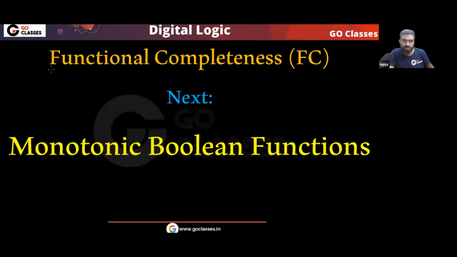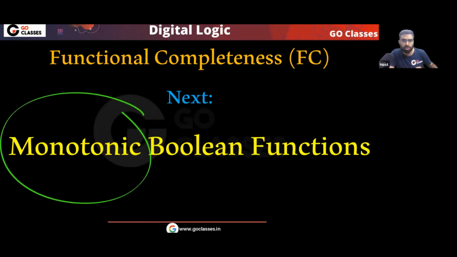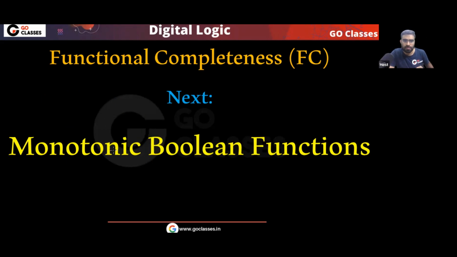So in the last session we were discussing functional completeness. In this functional completeness, our next topic is monotonic Boolean function. When can we say a Boolean function is monotonic and when can we say a Boolean function is not monotonic? So this is the concept that we need to study.